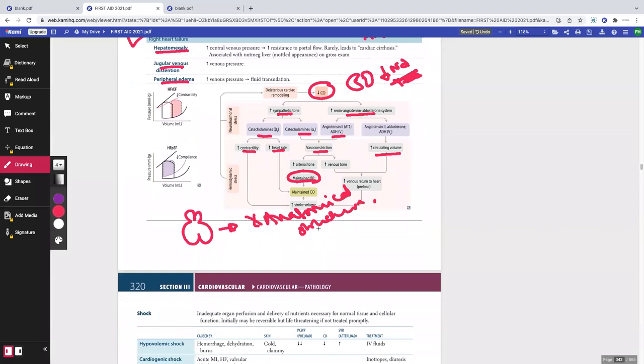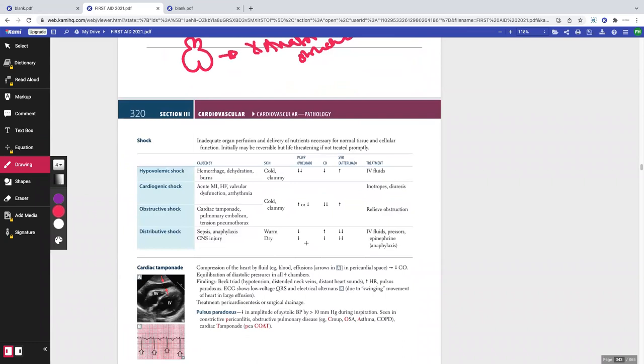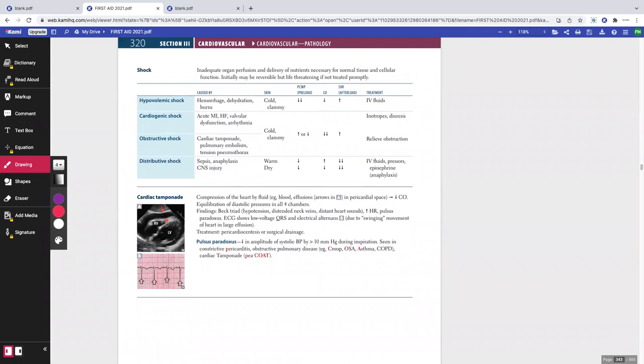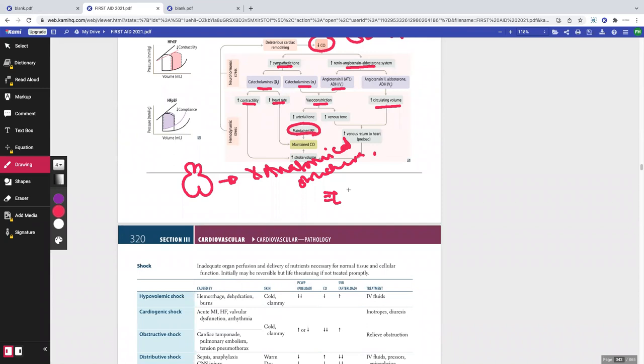Can you tell me one drug that we gave in heart failure to prevent cardiac remodeling? Very good. The answer is ACE inhibitors. Always remember this. ACE inhibitors. Okay. Are we clear, everyone? Yes or no?